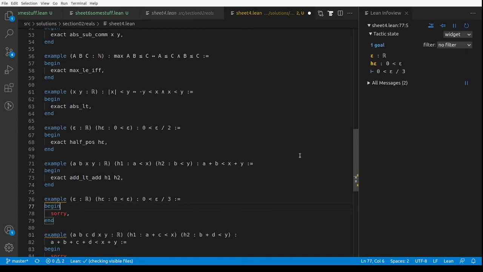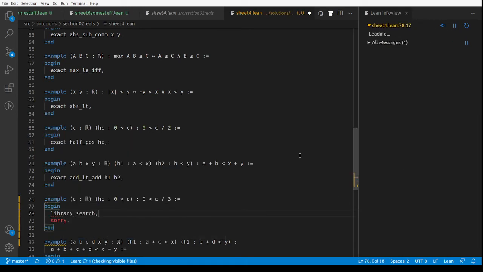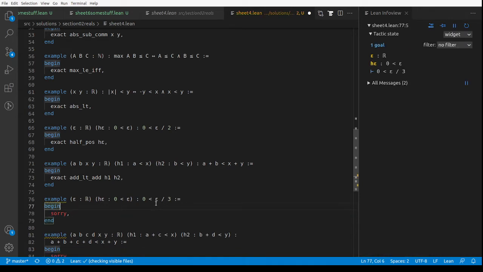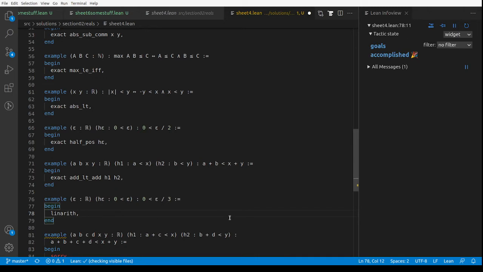This one might not. My guess is that library search will fail for this one. Yeah, it's thinking for a long time. There we go. And now it's failed. One could argue that that should be called third pos and it should be in the library. But because this is an inequality which can be deduced relatively straightforwardly from other inequalities, my guess is that linarith will solve this one. So there's linarith solving that one.